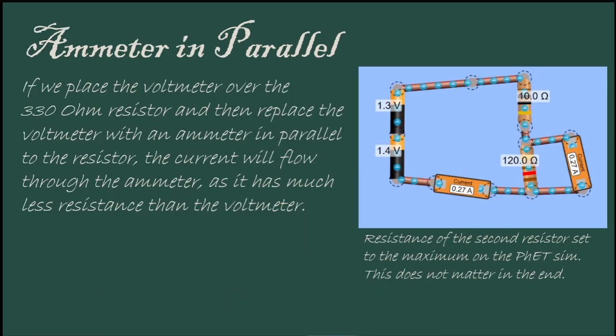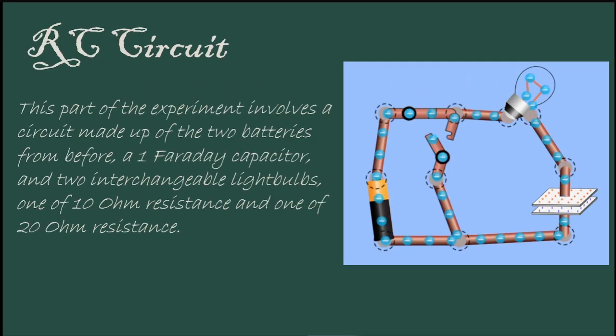Ammeter in parallel. If we place the voltmeter over the 330 ohm resistor, and then replace the voltmeter with an ammeter in parallel to the resistor, the current will flow through the ammeter, as it has much less resistance than the voltmeter. RC circuit. This part of the experiment involves a circuit made up of the two batteries from before, a 1 Farad capacitor, and two interchangeable light bulbs, one of 10 ohm resistance and one of 20 ohm resistance.